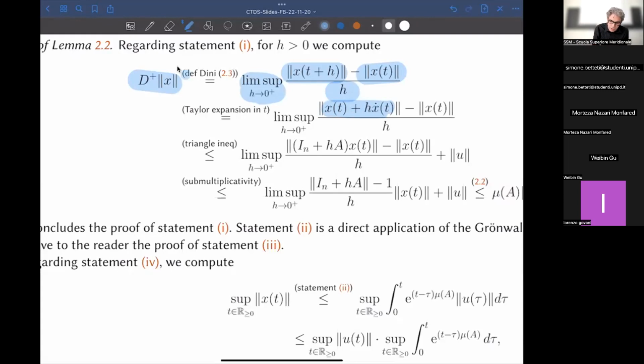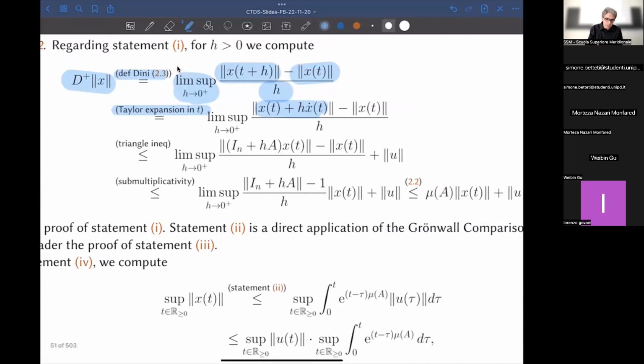So this is the definition of the derivative. This is the Taylor expansion. Now, what do I know? I know x dot is equal to Ax plus u. So I plug this in there, and then I want to bring the input u out. I want to get it out.